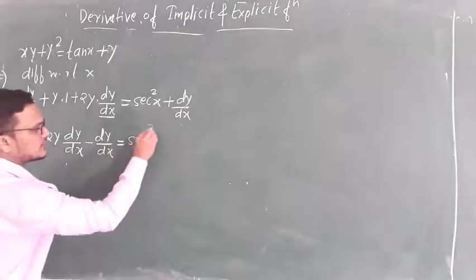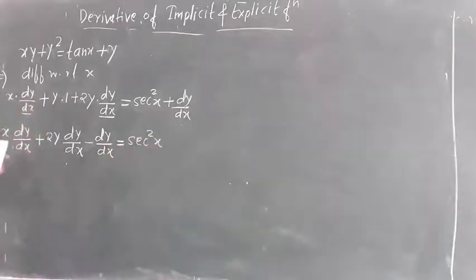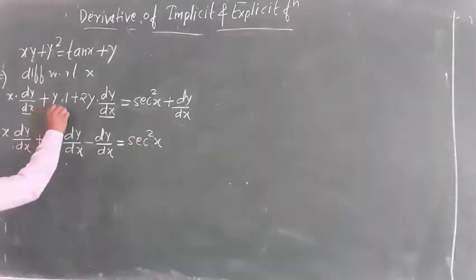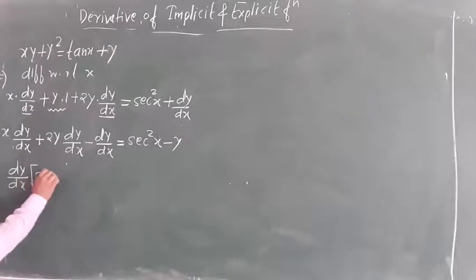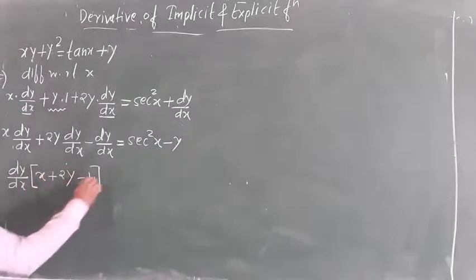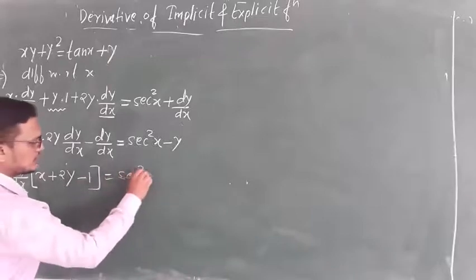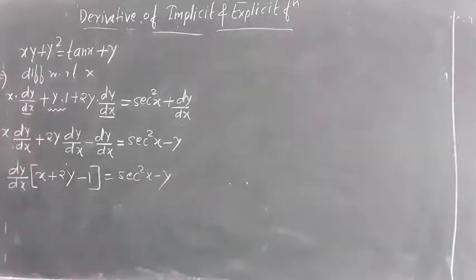on the RHS what is left now? Sec square x, and in the LHS, see this term, in this dy by dx is not there, so this term transfer to the other side. This is plus y, transfer to this side minus y. Now from all the left hand side, all the three terms, dy by dx is common. What is left? x plus 2y and here minus 1, which is equals to sec square x minus y.